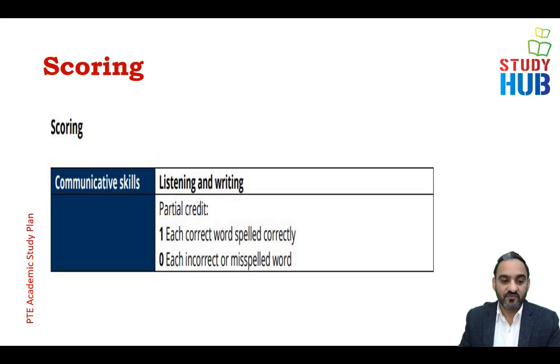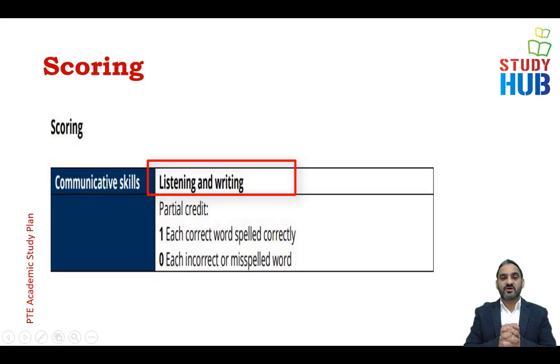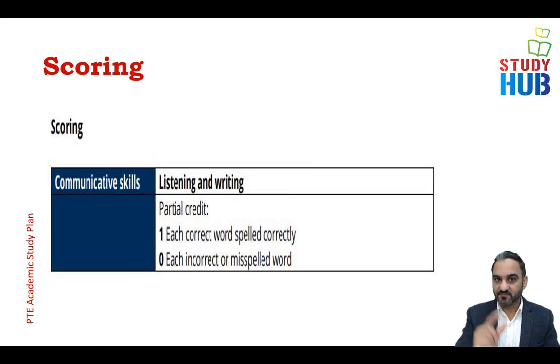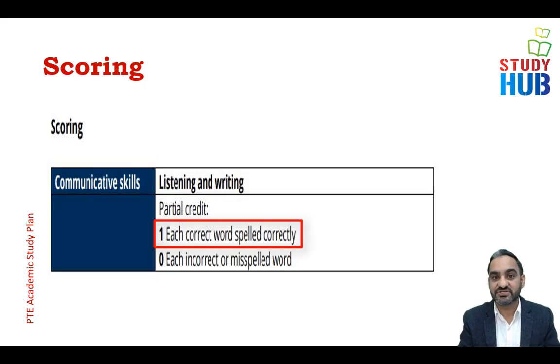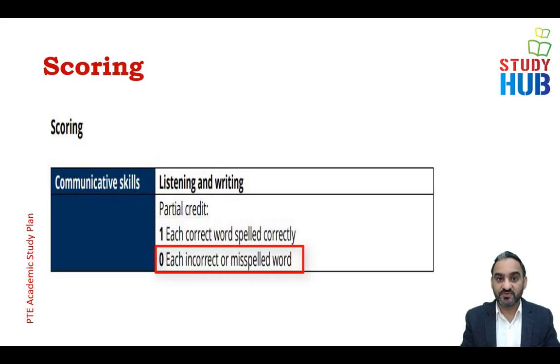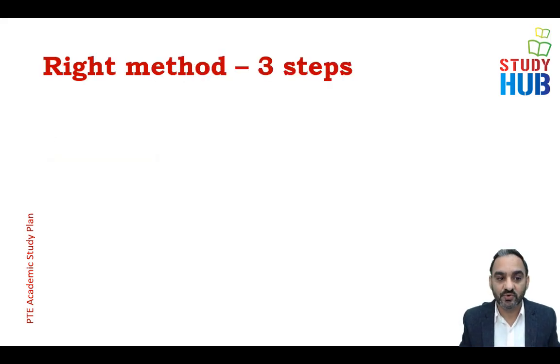Let's have a look at the scoring for this question. This is how it is scored. On the top you can see it says listening and writing. So it is giving you a score for your listening and writing modules. In this particular question you get partial scoring. That means you get the score for whatever you have written. You'll get 1 mark for each correct word spelled correctly. Now two things there. The word should be correct and the spelling should be correct. You will get 0 if the word is incorrect, even if the spelling is right but the word is incorrect. Or you have the right word but your spelling is wrong. This is how this question is scored.